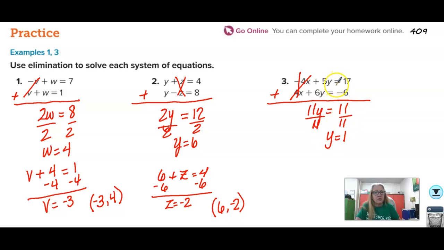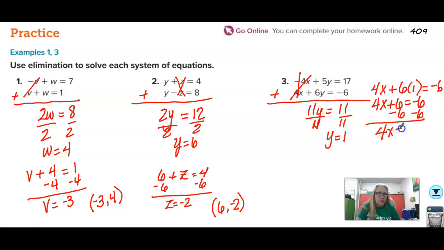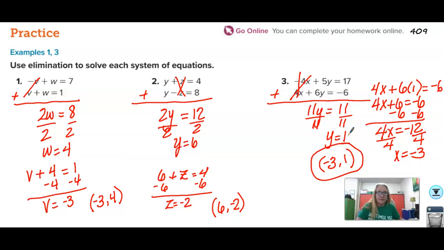Substituting 1 for y into one of the other equations, let's go with the 4x plus 6y equals negative 6. So that would be 4x plus 6 equals negative 6. If I subtract 6 from both sides, I get 4x equals negative 12. And dividing both sides by 4, I get x is negative 3. Putting them in alphabetical order, I put x first, negative 3, y is 1, and this is my solution to that system.